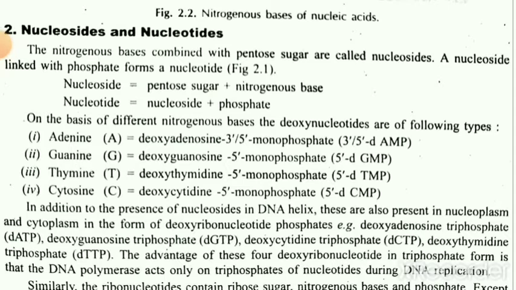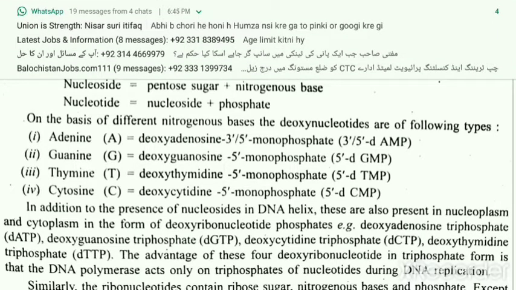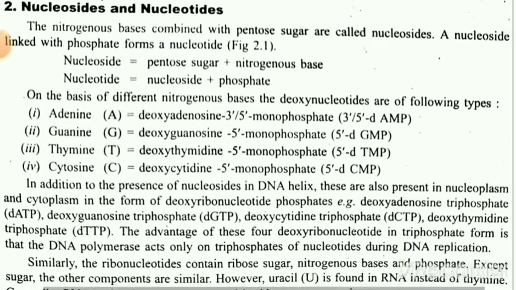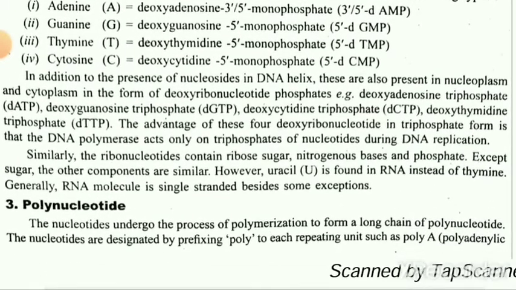In addition to the presence of nucleotides in the DNA helix, these are also present in nucleoplasm and cytoplasm in the form of deoxyribonucleotide triphosphates, e.g., deoxyadenosine triphosphate (dATP), deoxyguanosine triphosphate (dGTP), deoxycytidine triphosphate (dCTP), deoxythymidine triphosphate (dTTP). The advantage of these 4 deoxyribonucleotides in triphosphate form is that the DNA polymerase acts only on triphosphates of nucleotides during DNA replication. Similarly, the ribonucleotides contain ribose sugar, nitrogenous bases and phosphate.